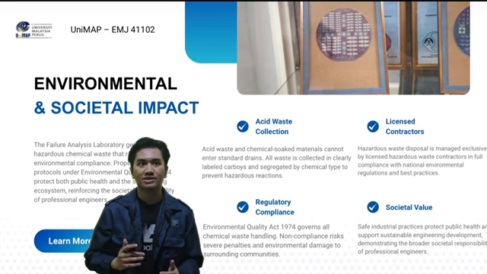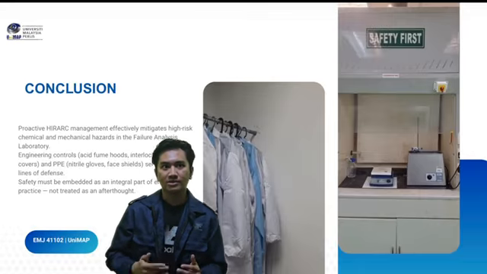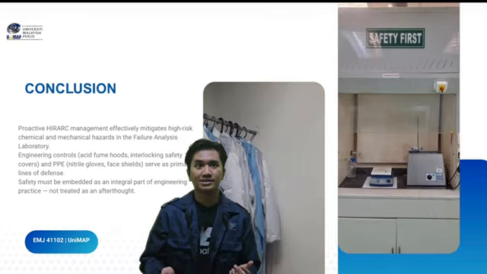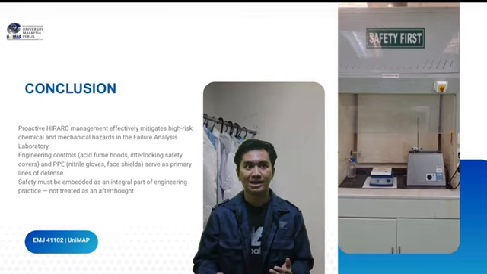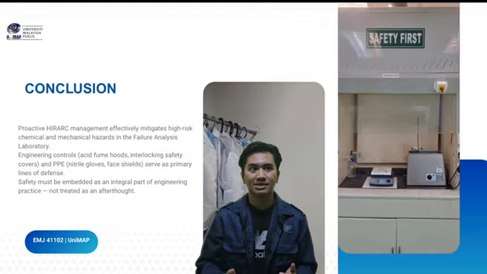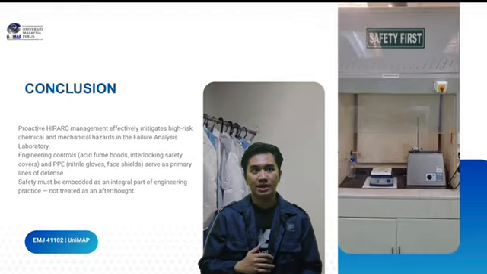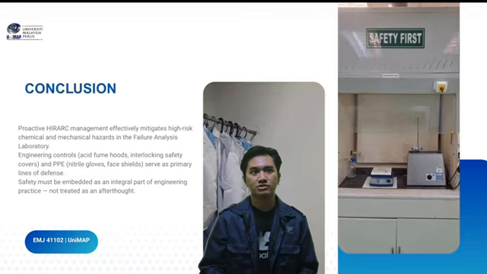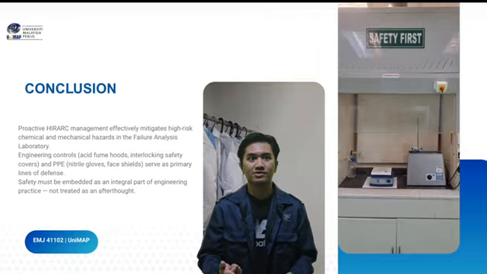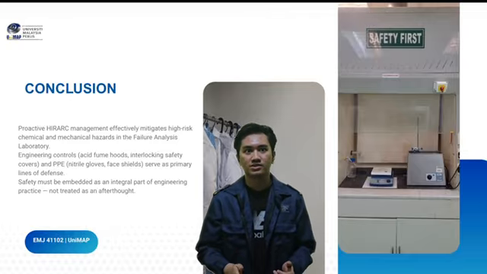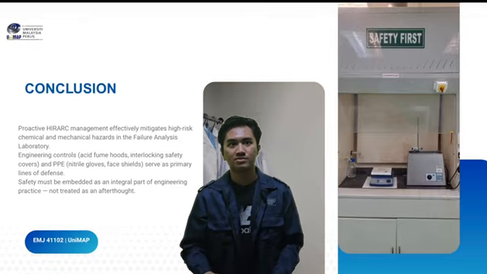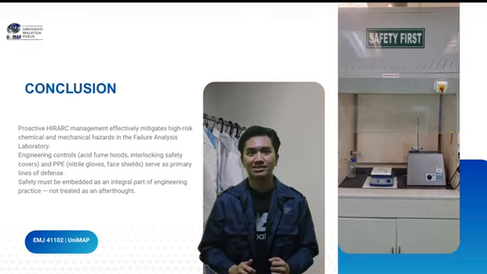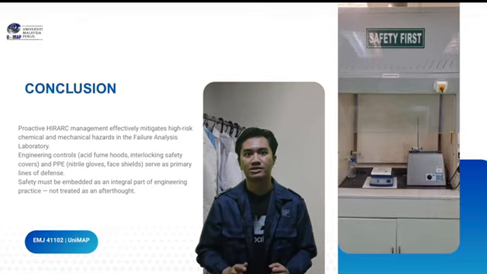safety of surrounding communities. In conclusion, this hazard study successfully identified the major chemical, mechanical, ergonomic, and electrical hazards present in the Failure Analysis Laboratory. Appropriate control measures, including engineering controls, administrative controls, and the use of PPE, are essential to reduce risk and ensure a safe working environment. Overall, safety should always be integrated into engineering practice and remain a top priority for all engineers. That's all from me.